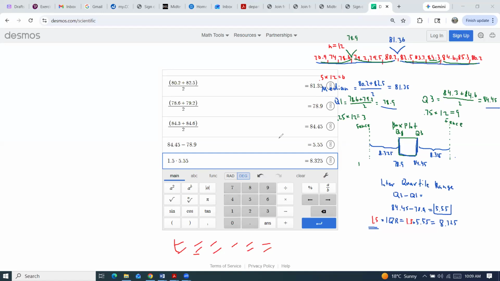Otherwise, if it is further, if it's beyond the fence, then I need not use it, because that's an outlier. It's going to be too far away. So what I'm doing right now is adding this 3.25 to my right end. When I add, I move to the right.